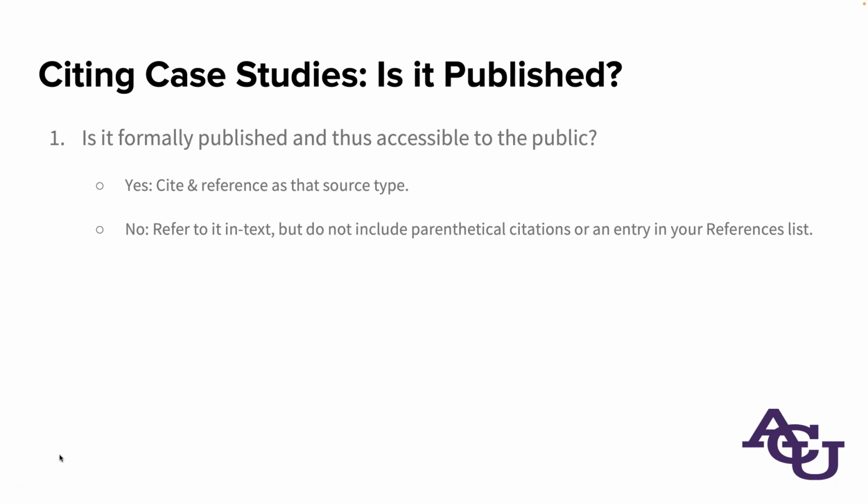Now, as for the case study itself, when you're referring to it in your paper, there's this question of how do you refer to it? How do you cite it? And it's a simple question. Is it published? Meaning someone can access it? If that's so, then you treat it like any other source in APA style. You cite it and reference it. If it's not, if it's something that's only accessible through the class site, for example, then you can refer to it in text, but you wouldn't include parenthetical citations or have an entry in your references list. That's it.